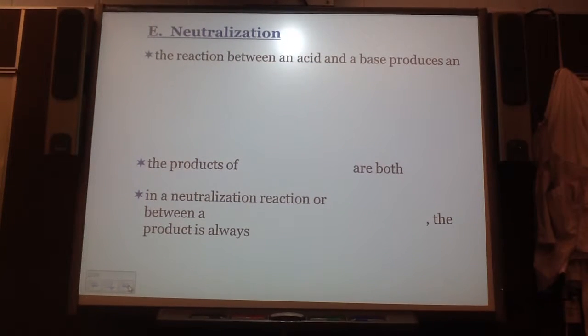Because the chemical reaction that's happening, oh, this is exciting, is now the H3O+ from an acid reacting with the OH- from a base. All right, so the reaction between an acid and a base always produces an ionic compound and water. Always.